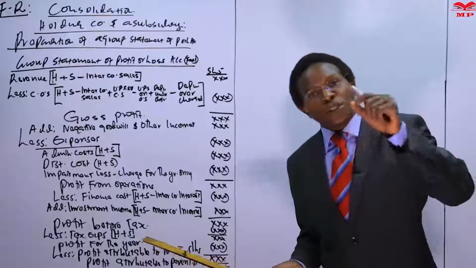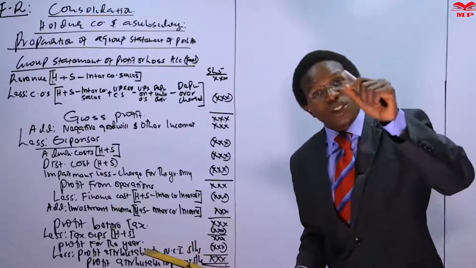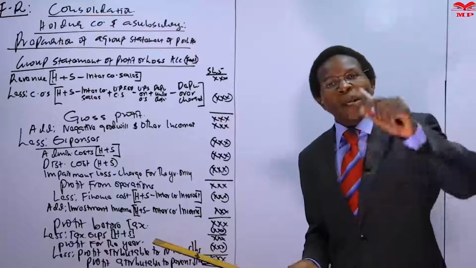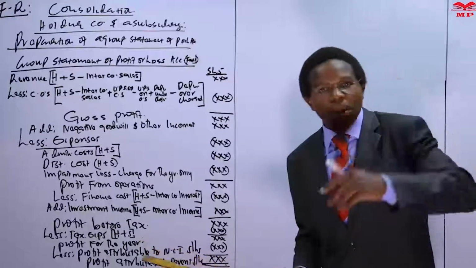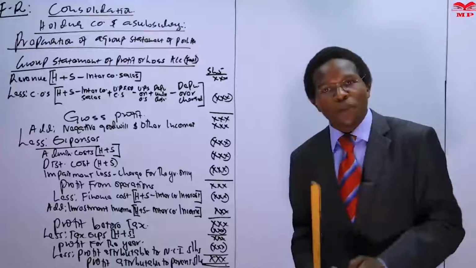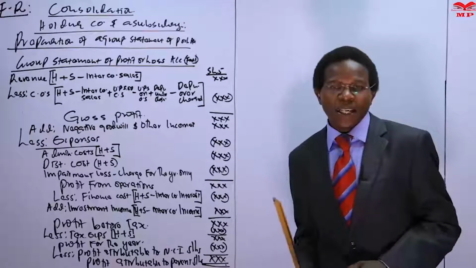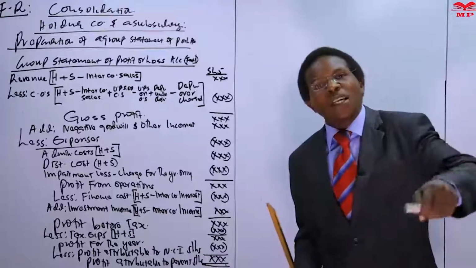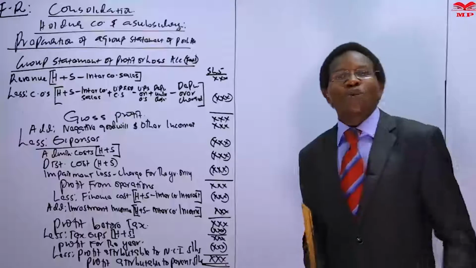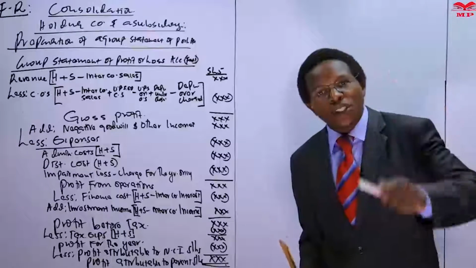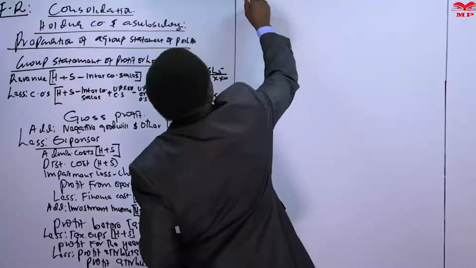If the post-acquisition period in the subsidiary is less than 12 months, maybe 11 months, 8 months, 6 months, 4 months, 3 months, then the items of the subsidiary must be apportioned on time basis to reflect the post-acquisition period. We can put that as a note, very important note.